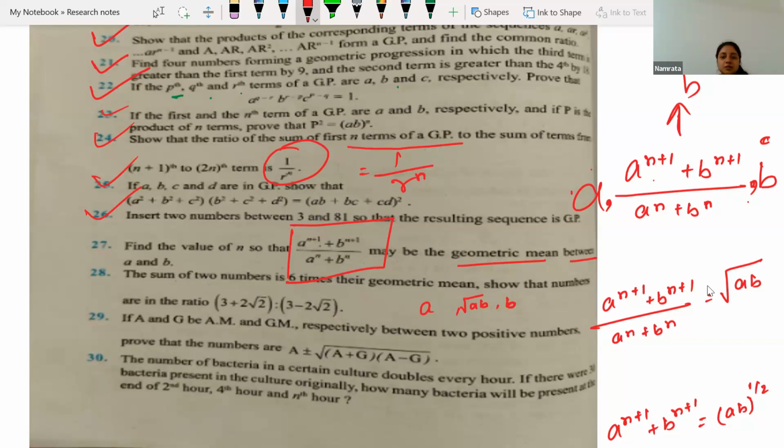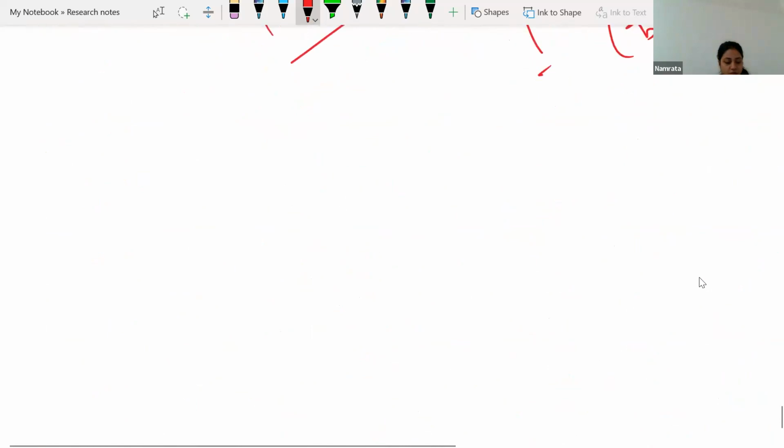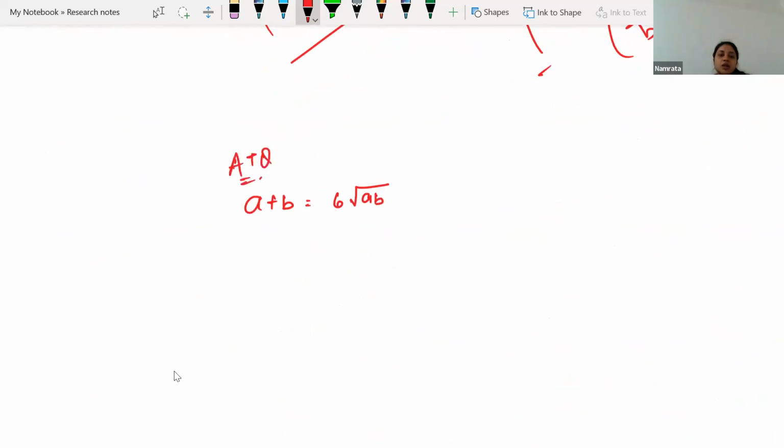Can I rub this part? Whatever we have done. Yes, ma'am. Okay, let's do it down. So the question says the sum of two numbers is 6 times their geometric mean. This is what the question says. Okay. According to the question, we are getting this condition. If we square, whenever there is a square root, what we do? We square both sides. So we will be having a plus b whole square is equals to 36ab. Right, Lina?